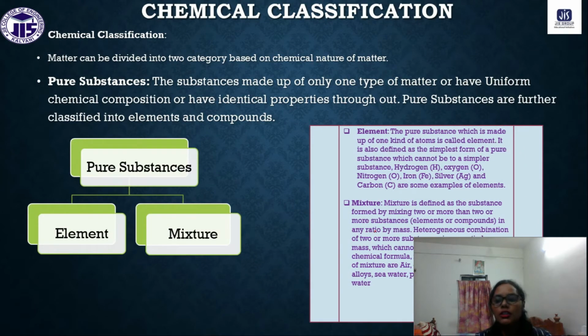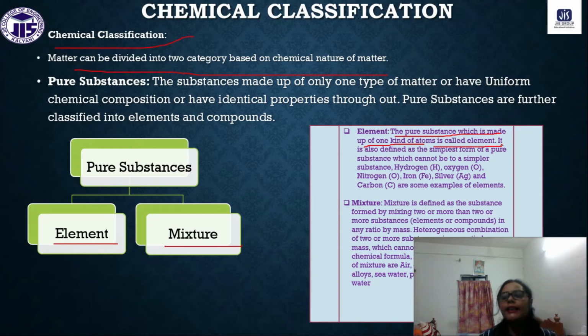So now we will discuss the chemical classification of matter. Chemically, matter can be divided into two categories: element and mixture. So what are the elements? Pure substances made up of one kind of atoms are called elements, like hydrogen, oxygen, sodium, nitrogen, iron, and silver. These are all called pure substances, or elements.